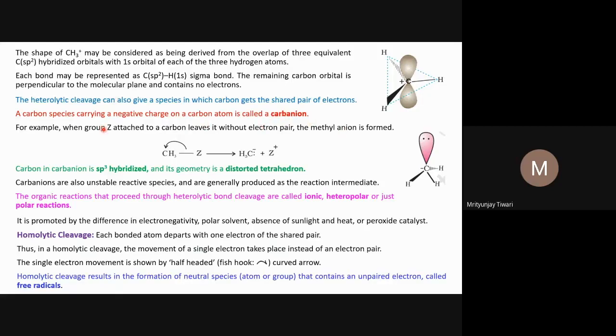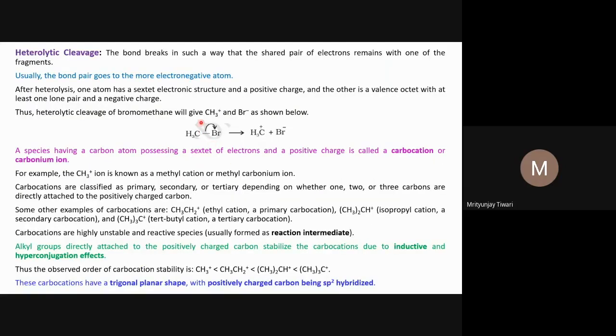For example, when a group Z, this is just a hypothetical example, attached to the carbon leaves without the electron pair, the methyl anion is formed. So this CH3 is attached to the Z group. This Z group has lower electronegativity than the carbon, so in the heterolytic cleavage the shared pair of electrons will shift towards the carbon atom, and the carbanion will be formed. Another way of representing this heterolytic cleavage is this. I forgot to explain it. To represent this, we use a curved arrow.